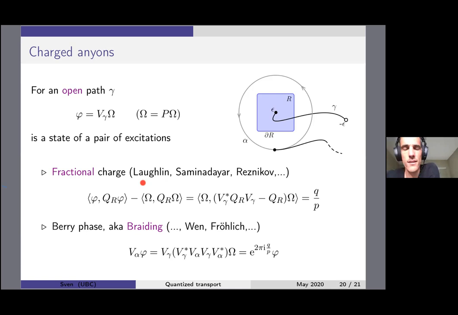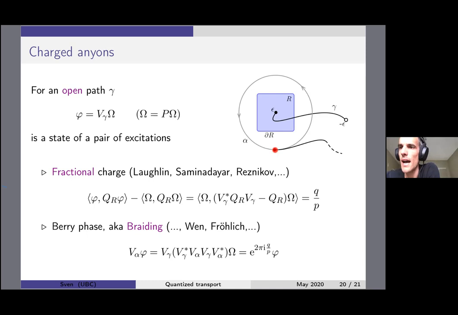These two other authors are two different experiments that claim to have measured, in a quantum Hall setting, the fact that indeed the excitations carry a fractional charge. The other thing which you can do with these excitations: you can take two, one here and another one there, and you move this one around.